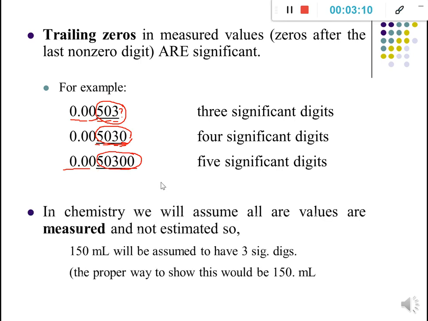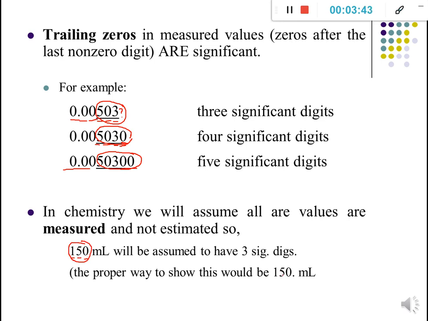Trailing zeros do count. One difference between chemistry and physics is that generally we don't have assumed values in chemistry. So when we have a trailing 0, we tend to count it as significant. In physics, looking at the number 150, they may just count the 1 and the 5 as significant because they'd be estimating the 0. We tend to be measuring all our values and including those. So in chemistry, we're going to count all trailing zeros as significant.